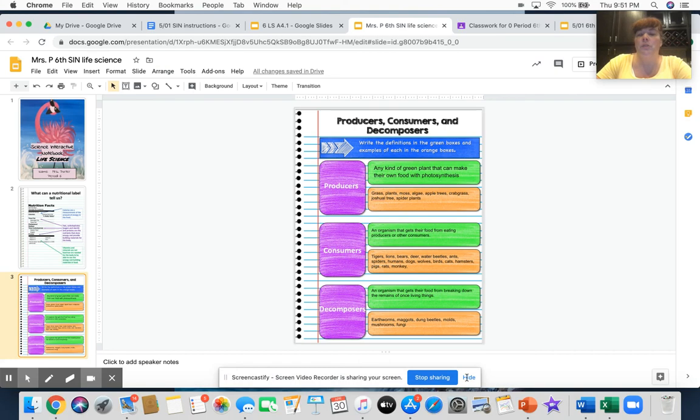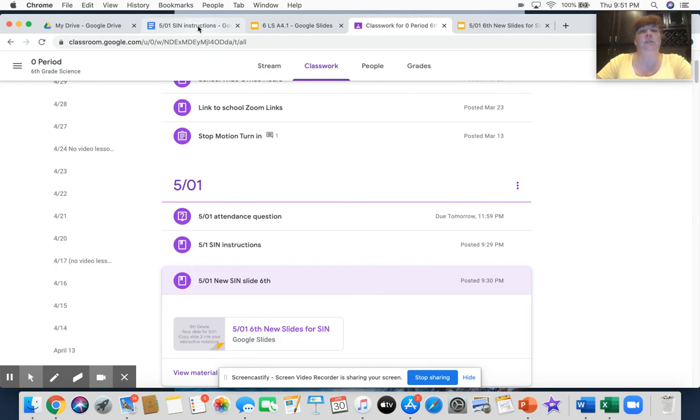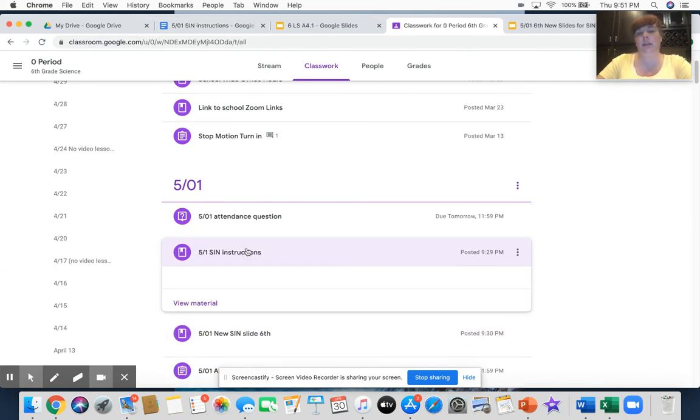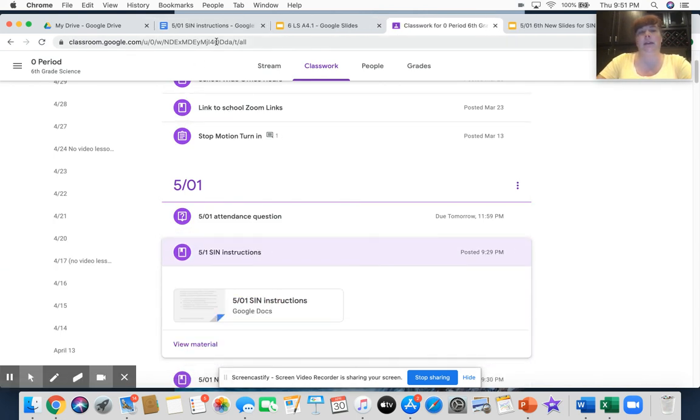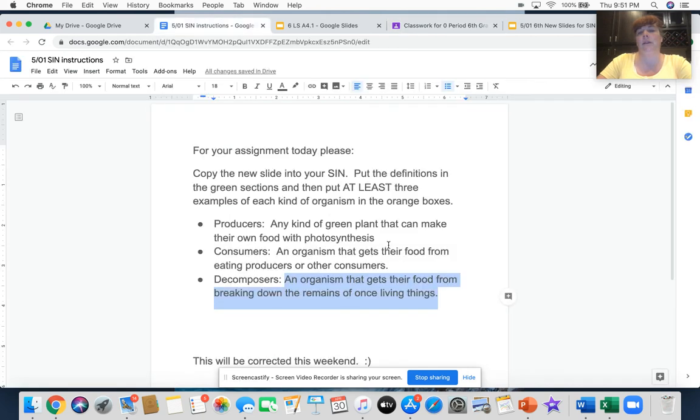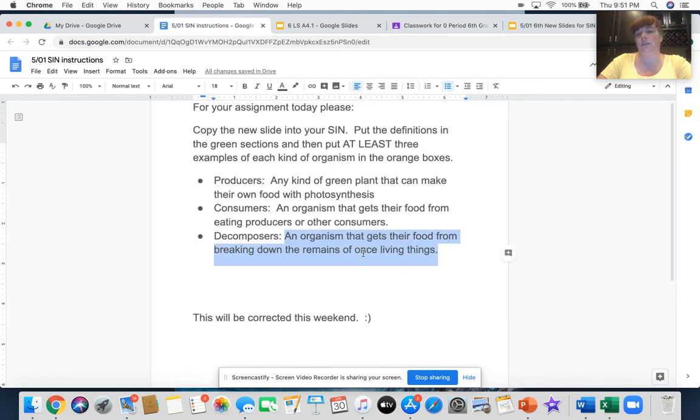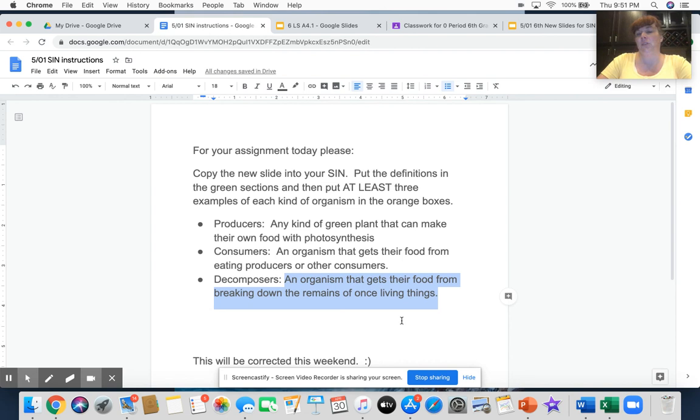Okay. Yours will need to look like this. It is due tomorrow evening. I will be correcting these this weekend. So please have that done. Instructions right here. Okay. It looks like this. There's the definitions and the instructions here too. Okay. No reason not to do it.